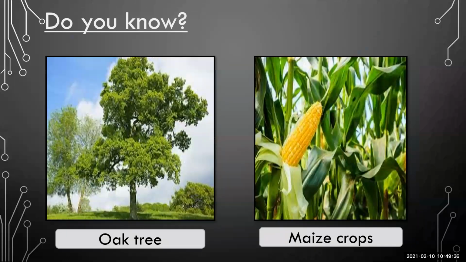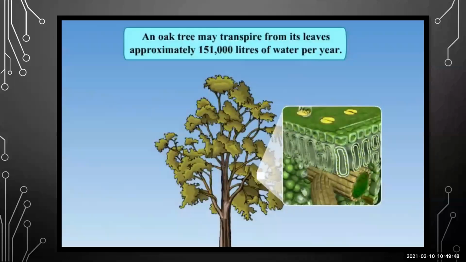Now, do you know the oak tree? You can see here the oak tree and maize crops also release a large amount of water during the daytime due to transpiration. See here, the oak tree releases about 1,51,000 liters of water into the air by the process of transpiration in 1 year.